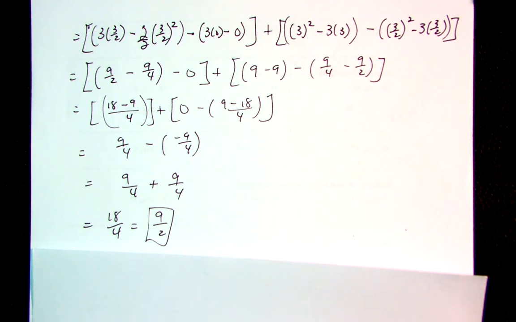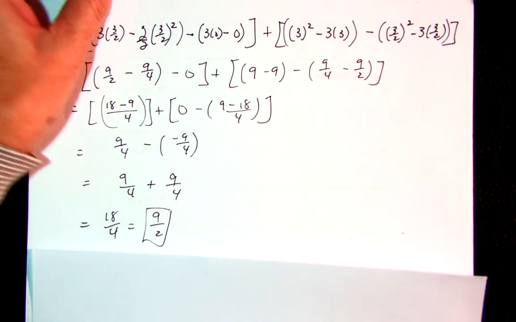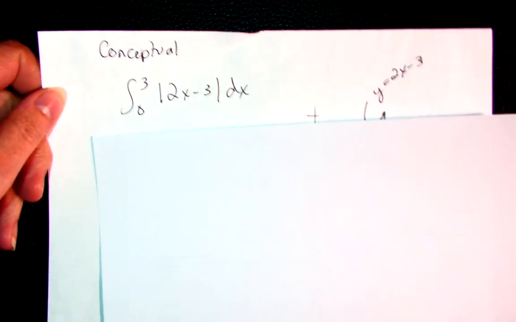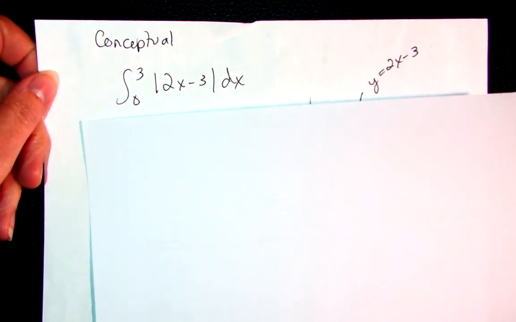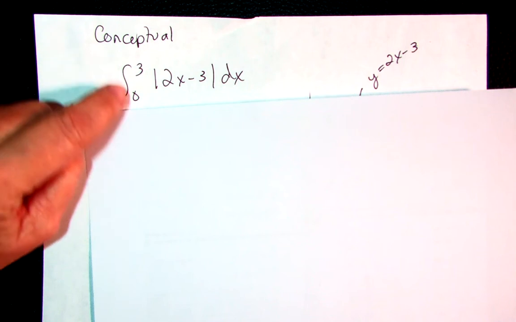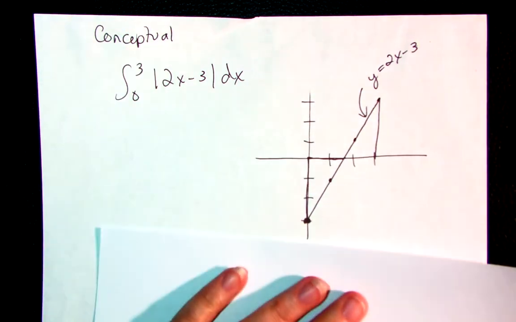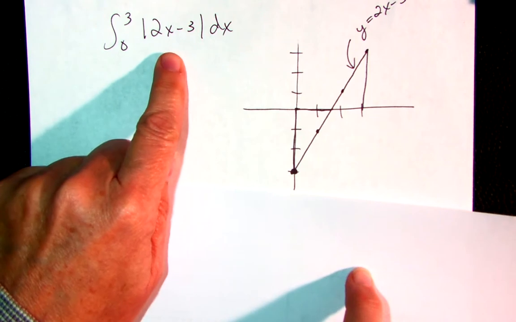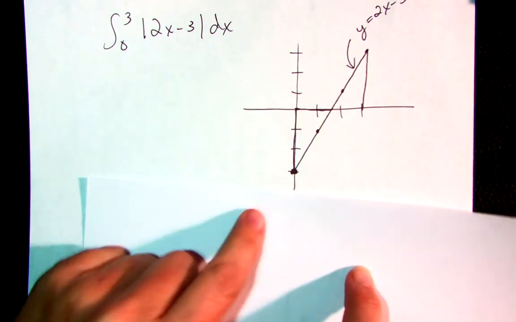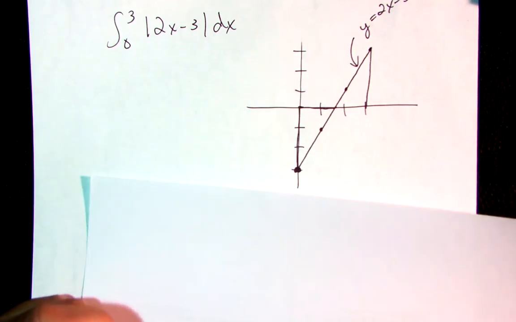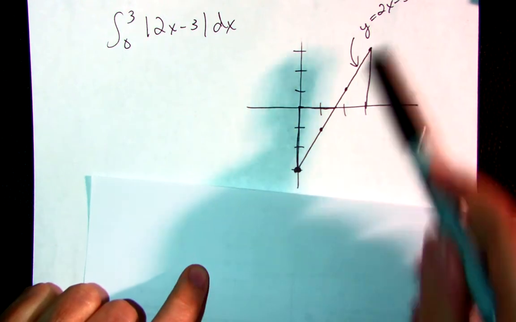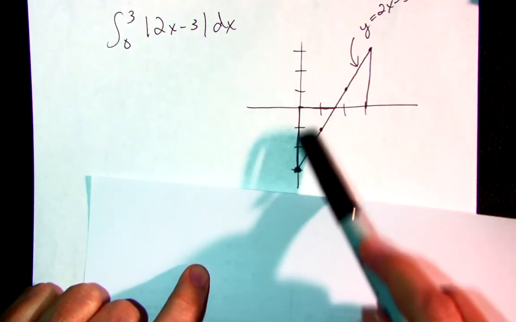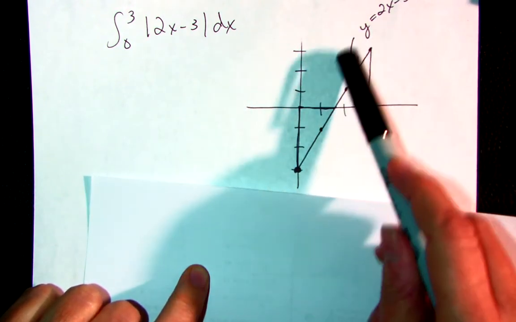I'm going to go ahead and take this same problem and show you how you do this visually. Conceptual. You have the absolute value of 2x minus 3 from 0 to 3. So the first thing I did is I graphed the line 2x minus 3. What's inside of here, I graphed it from 0 to 3. So you know that negative 3 is the y-intercept. The slope is rise 2, run 1. 2, 1, 2, 1, 2, 1.